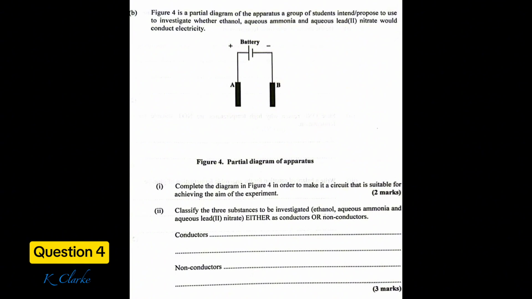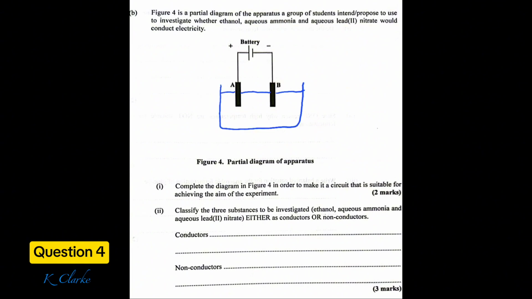B. Figure 4 is a partial diagram of the apparatus a group of students propose to use to investigate whether ethanol, aqueous ammonia, and aqueous lead-2 nitrate would conduct electricity. Part 1. Complete the diagram in Figure 4 in order to make a circuit that is suitable for achieving the aim of the experiment.